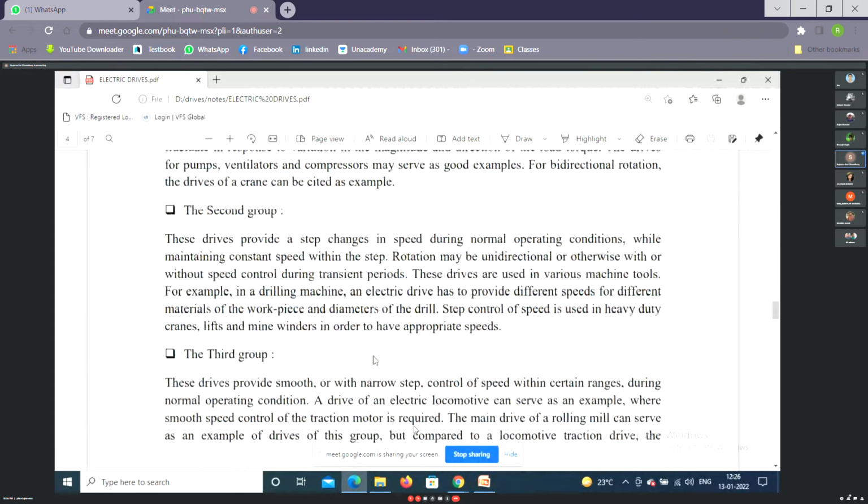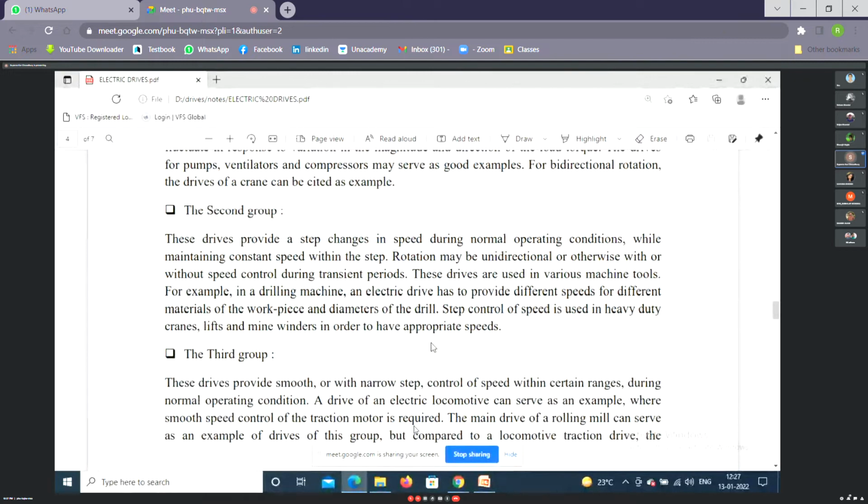The second group provides a step change in speed during normal operating condition while maintaining constant speed within the step. Rotation may be unidirectional or otherwise, with or without speed control during the transient period. These drives are used in various machine tools, for example, in a drilling machine. In an electric drill, the electric drive has to provide different speeds for different materials.